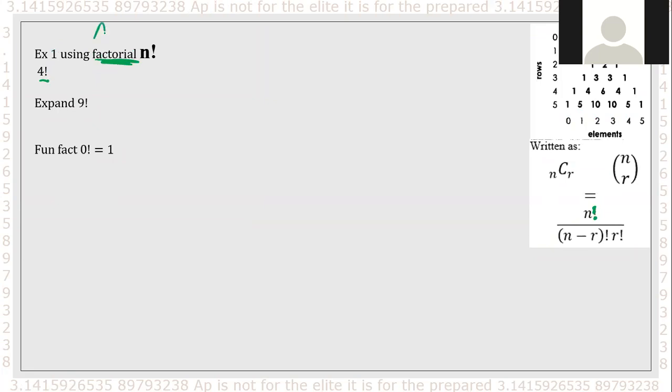So this is from Algebra 2, but I'm just going to review it real quick just in case. Whenever we have this 4 with an exclamation point, it does not mean shout it out. It means you're going to multiply each term until you get to 1.